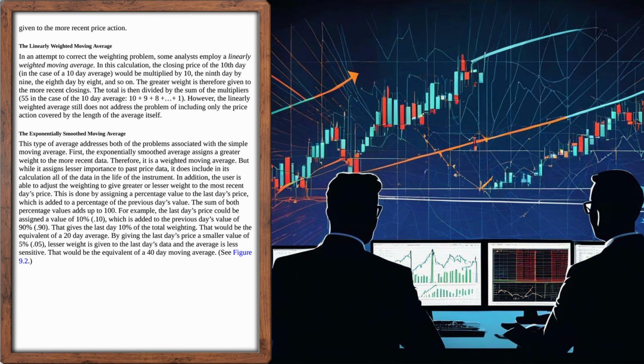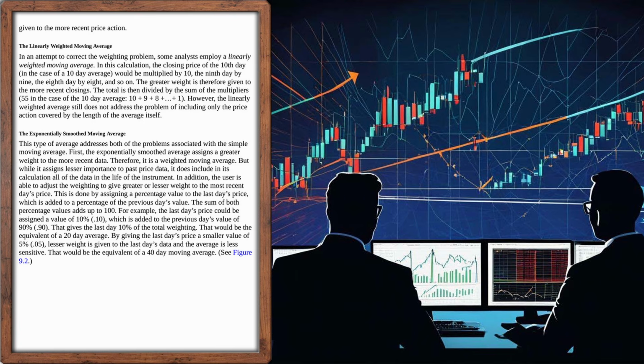However, the linearly weighted average still does not address the problem of including only the price action covered by the length of the average itself. The exponentially smoothed moving average. This type of average addresses both of the problems associated with the simple moving average. First, the exponentially smoothed average assigns a greater weight to the more recent data. Therefore, it is a weighted moving average.